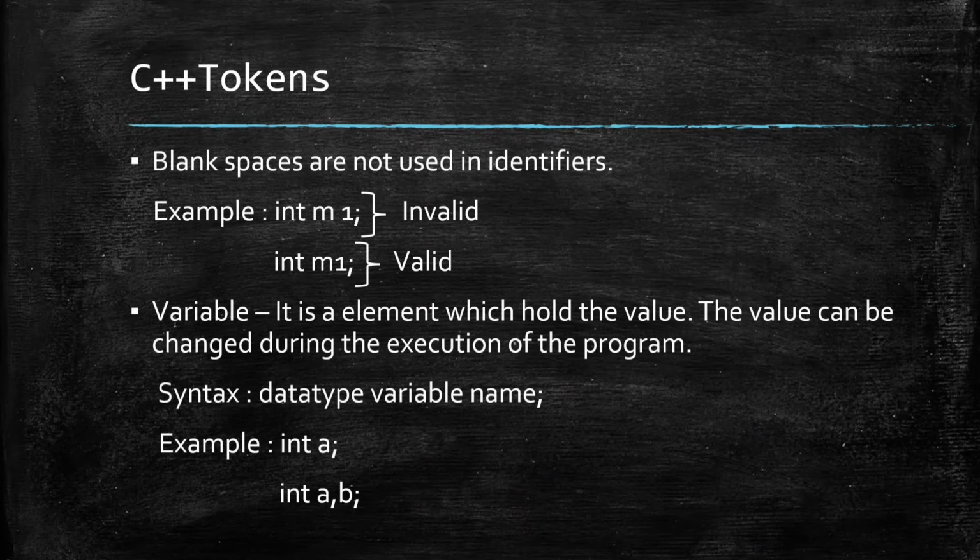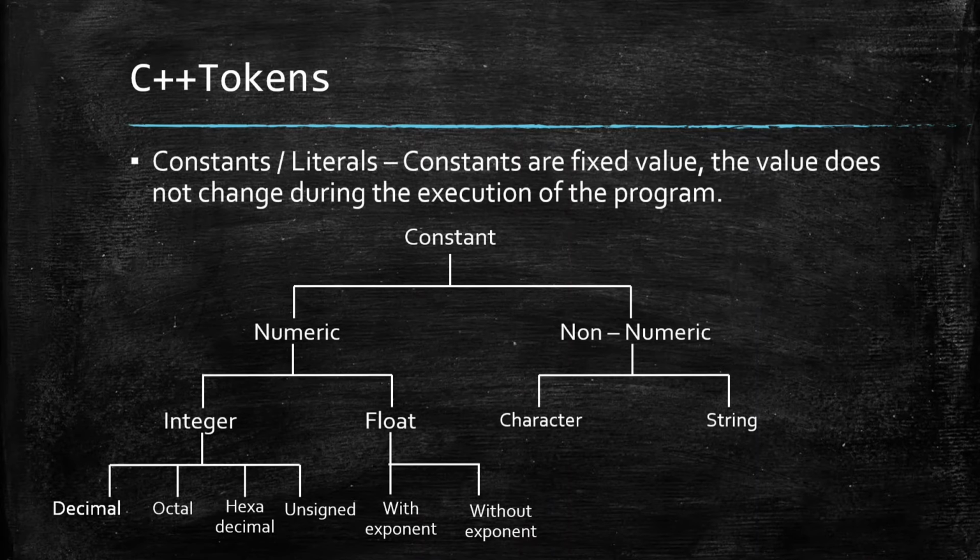But for variable, the value can be changed during the execution of the program, because the value for a variable is not fixed. But for constant, what happens? It has a fixed value. So the value does not change during the execution of the program. Fine. Again, our constant is further divided into two types, that is numeric constant and non-numeric constant. So the constant can be anything. In my variable, I can say a character for instance, like a.